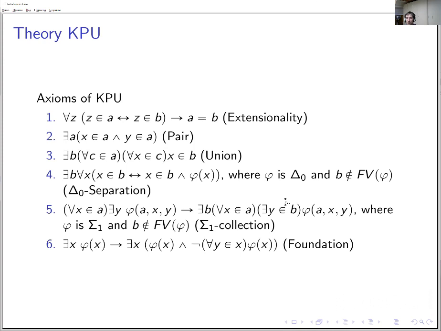Anyway, here for different variables you have different scope. But basically, I think it's very intuitive. Of course, there's this convention, but in practice it should be very intuitive, because in most cases it's very clear what we want to quantify.